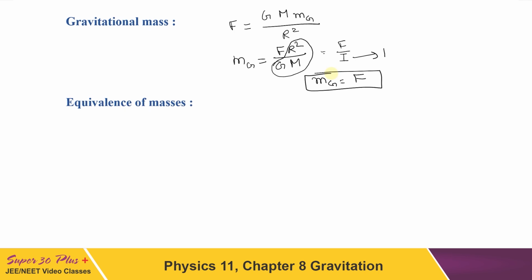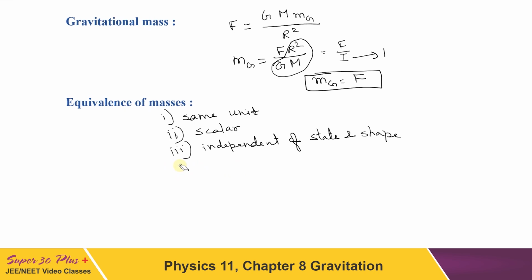Now we can see what the equivalence is between inertial and gravitational masses. The first equivalence is that both are measured in the same unit. The second is that both are scalar quantities. The third is that they do not depend on shape and state of the body. They are both independent of state, shape and size. So these are the points which show the equivalence of the masses.